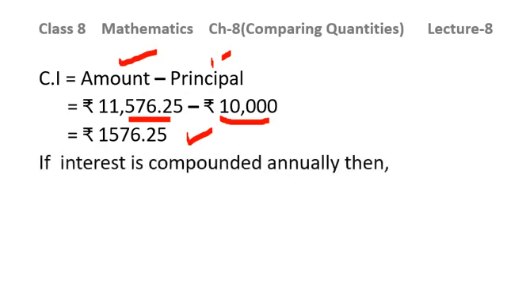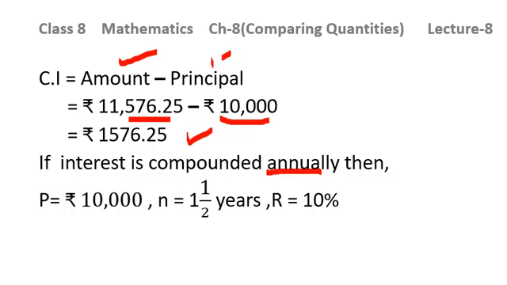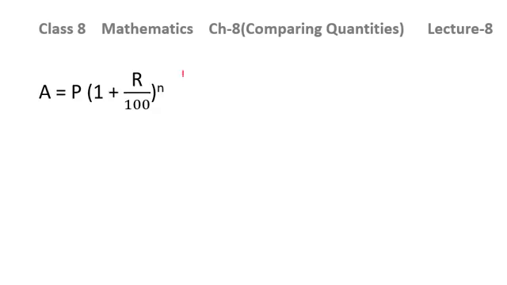Now if the interest is compounded annually, how will we proceed? Principal is 10,000, time is 1.5 years, rate is 10%. So we know the formula. As the time is 1.5 years, we first need to find the amount for 1 year, and then using the simple interest formula, we take the amount of this 1 year as the principal for the half year. We do this method when the time is given as 1.5 years, 2.5 years, and it is compounded annually.